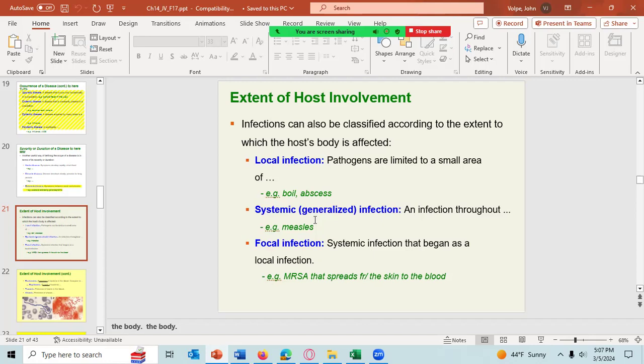A focal infection is a systemic infection that begins as a local infection, but then spreads, like MRSA that begins as a skin infection and it spreads to the blood. The blood can carry it throughout the body. Any question about any of those? Usually, if the blood carries it throughout the body, it's a systemic infection at that point, but it started as a focal infection or a local infection. That's why I call it a focal infection.